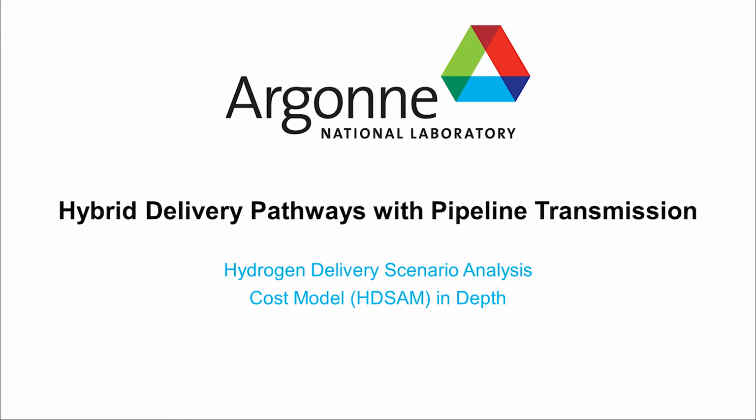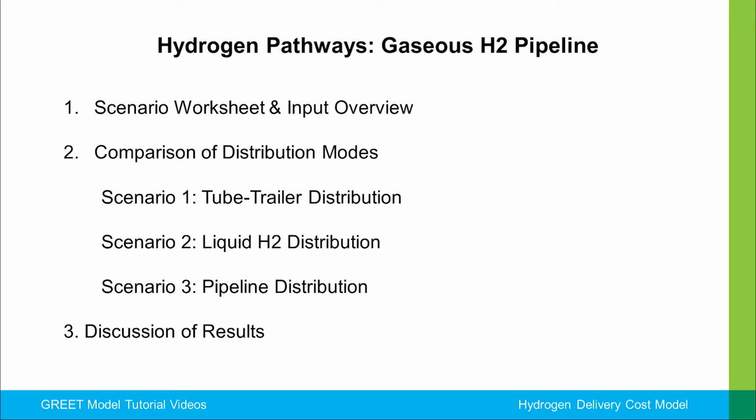In this video series subset, we're examining 3 different hydrogen pathways in the HDSAM model. In the first 2 videos, we looked at liquid hydrogen and compressed hydrogen gas transported via tube trailer. In this third video, we'll look at compressed hydrogen gas transported via pipeline.